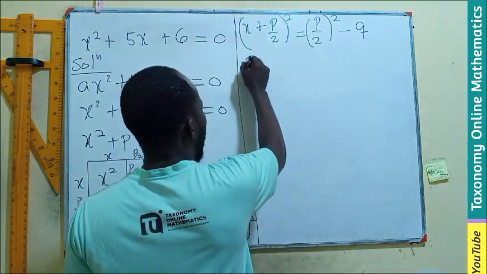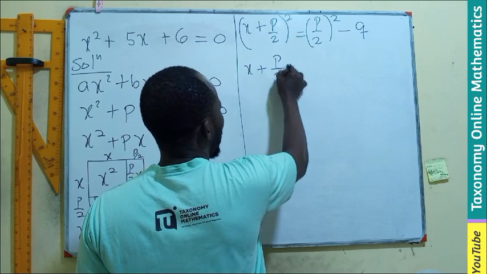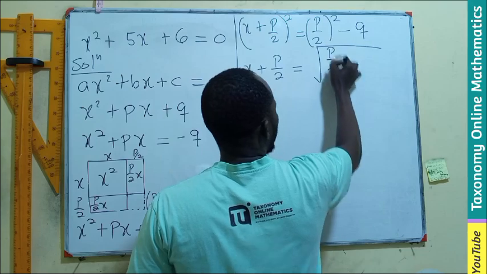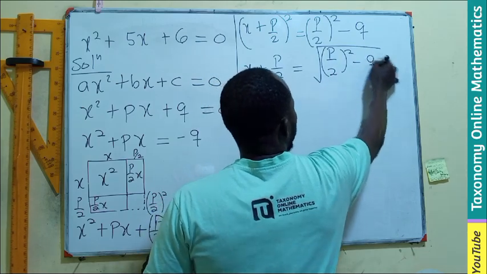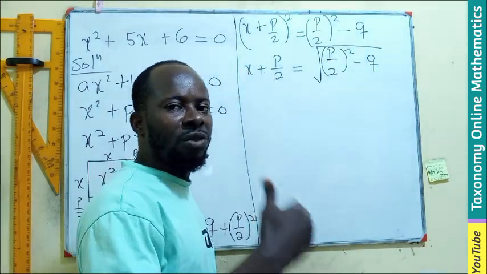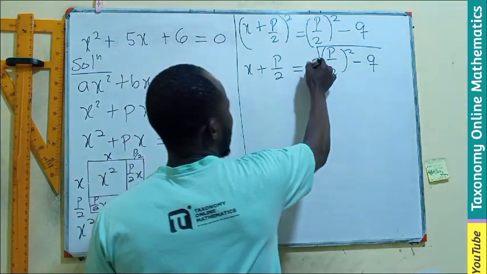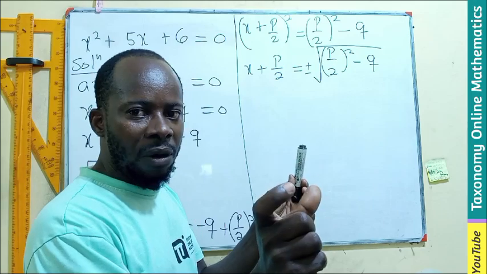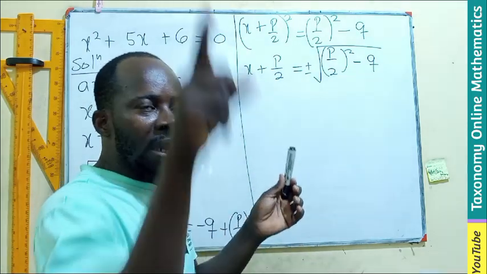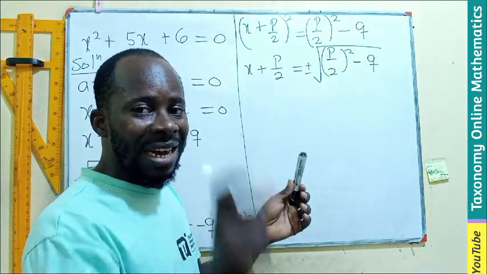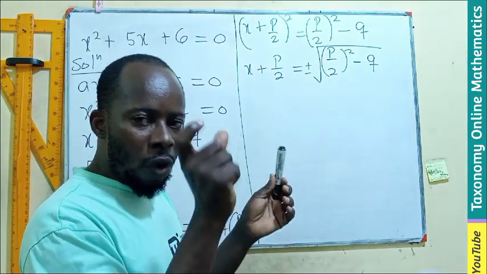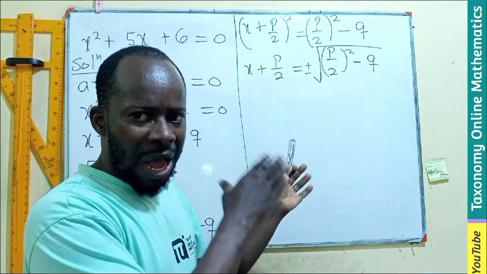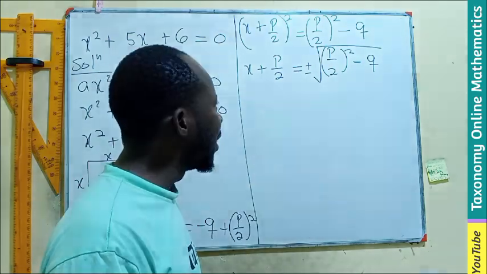Because of space, I'm going to write x plus p over 2 equals the root of p over 2 all squared minus q. But remember, as I find the square root of both sides, I should be prepared to have two solutions. Positive 4 times 4 gives me the root of 16, which is 4, right? Negative 4 times negative 4 also gives me the root of what? 16, which is also 4. So I can get a positive value, and I can also get a negative value.